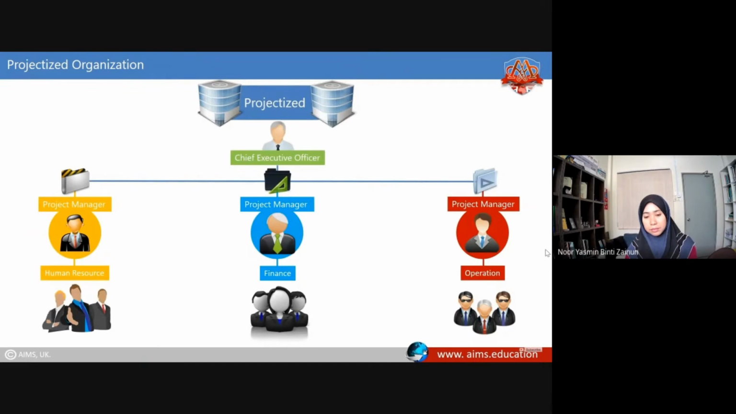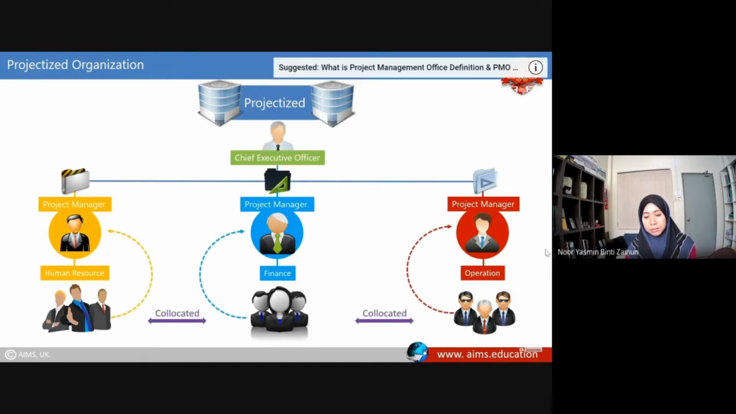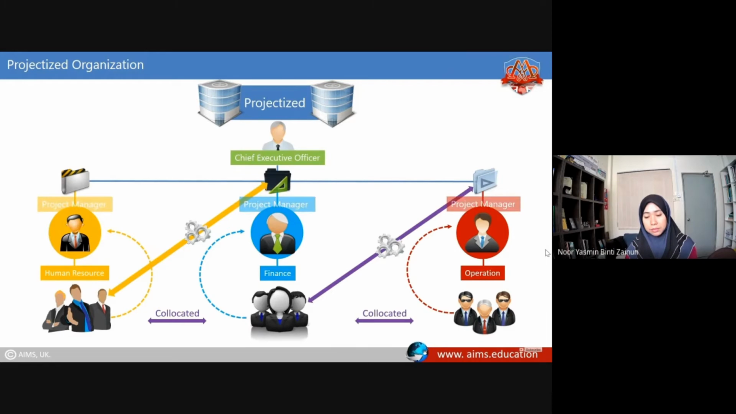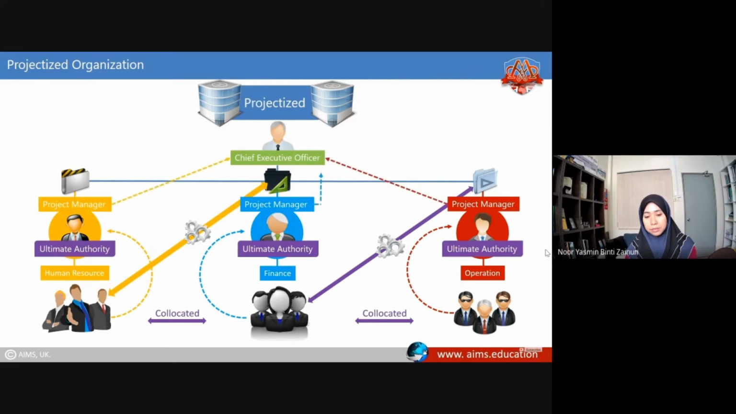Team members are often collocated. Team resources can either report directly to the project manager or provide support services to the various projects. And project managers almost always have ultimate authority over the project in this structure and report directly to the Chief Executive Officer.